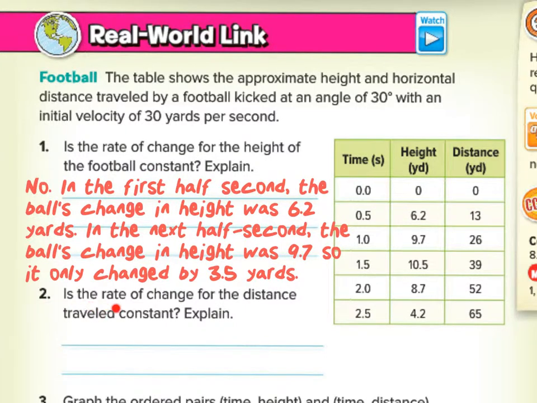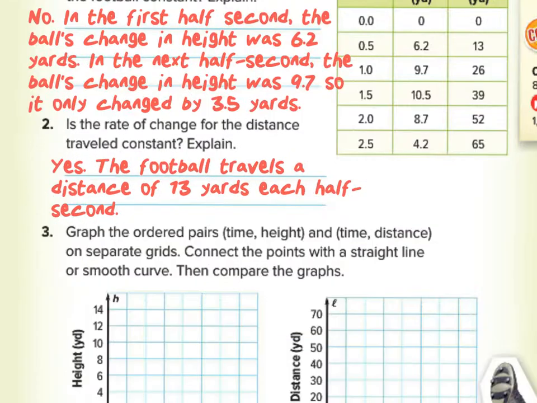Number 2, is the rate of change for the distance traveled constant? Well, it looks like half a second is 13, a whole second is 26, one and a half seconds is 39, and then another whole second is 52. If we were to count by seconds, 1 second is 26, which means 2 seconds should be double 26, and it is, it's 52, right? So there we do have a constant rate of change. So, yes, the football travels a distance of 13 yards each half second.